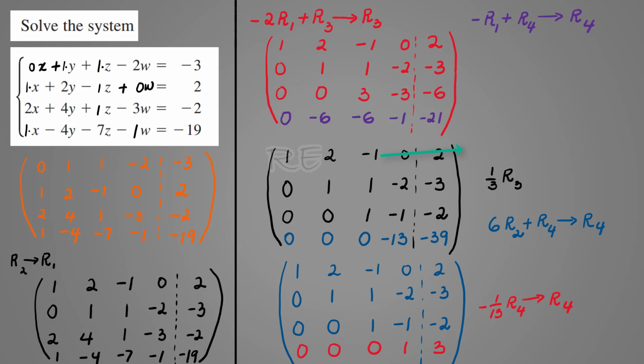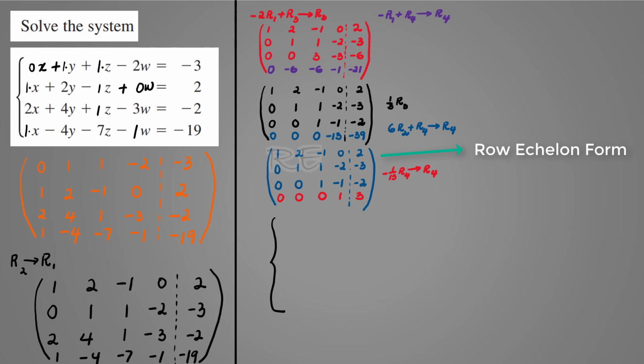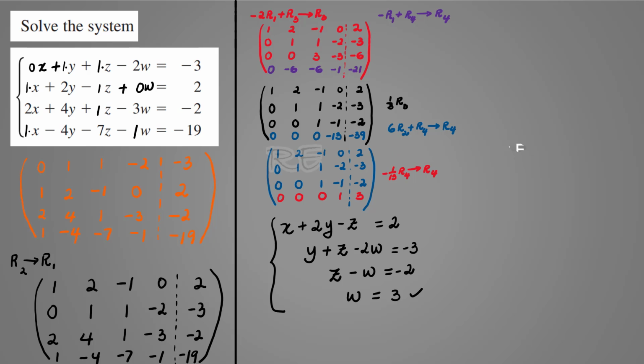From the row echelon form, we can rewrite the system as x plus 2y minus z equal to 2. y plus z minus 2w equal to negative 3. z minus w equal to negative 2. And w is equal to 3. Since w is equal to 3, z minus 3 is equal to negative 2. Add 3 to both sides. z is equal to 1.